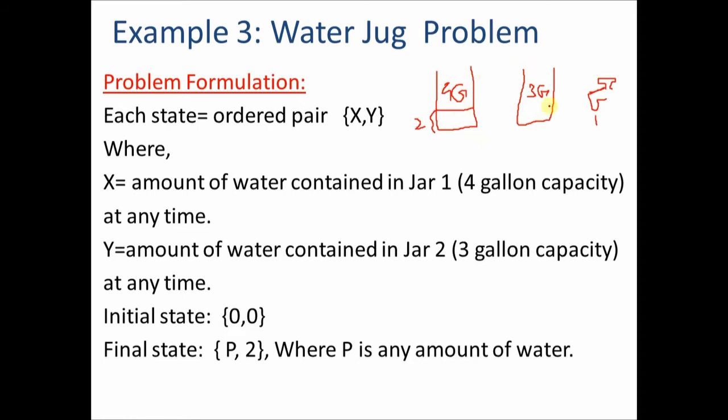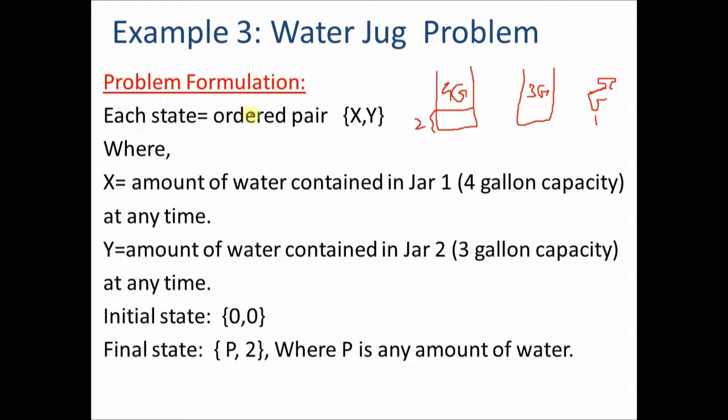So with these possible actions in mind, what is our goal? At the end of this procedure, we want exactly 2 gallons of water to be present in the 4 gallon jar. Now if this is the problem that is given to you, let us first formulate the problem. In problem formulation, let us specify what each state means.